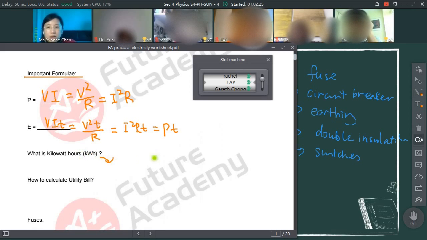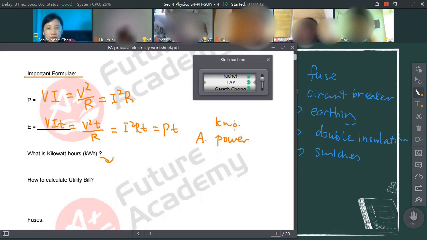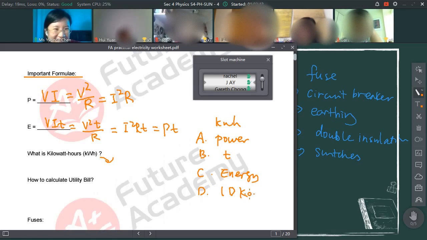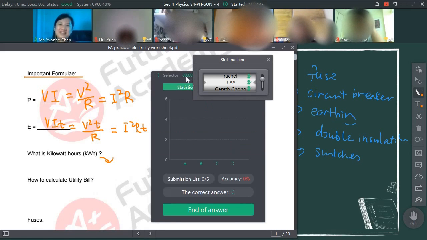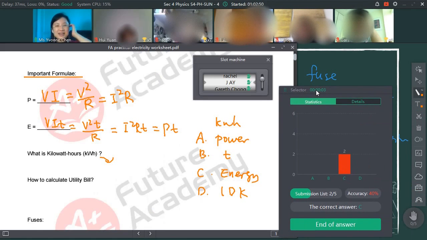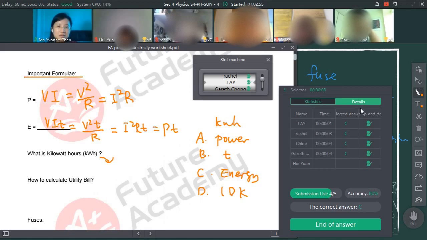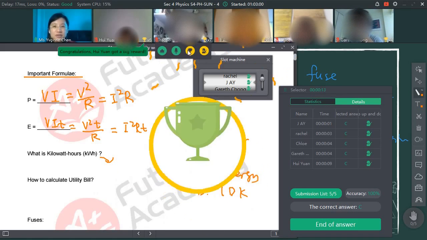Do you think it's power? Okay, I'll give you an MCQ. A is power. B is time. C is energy. D is I don't know. So A, B, C, D, which one is the correct answer? You can answer now. Yes, everybody got the correct answer. Okay, very good.